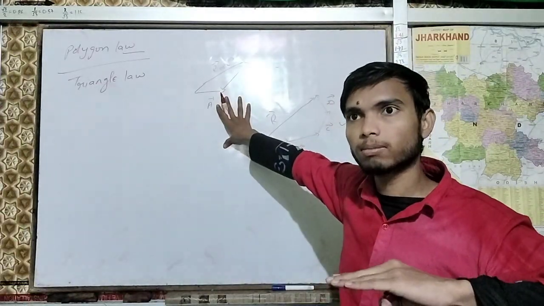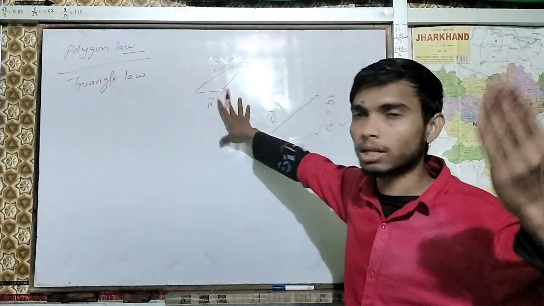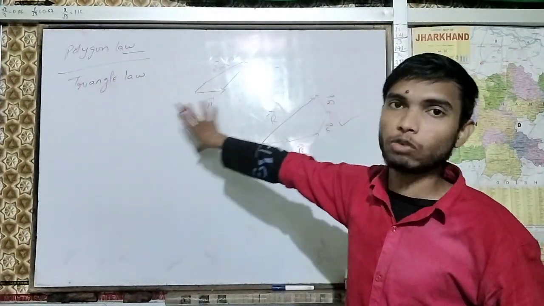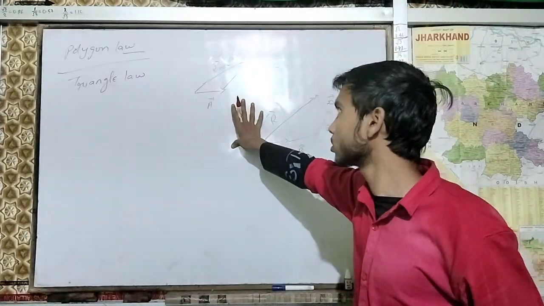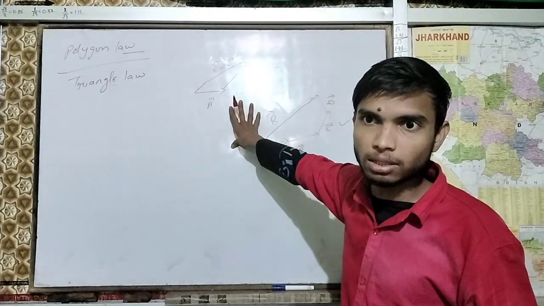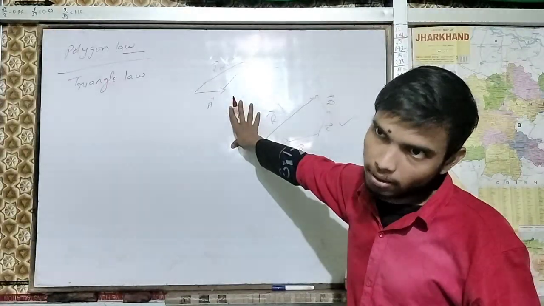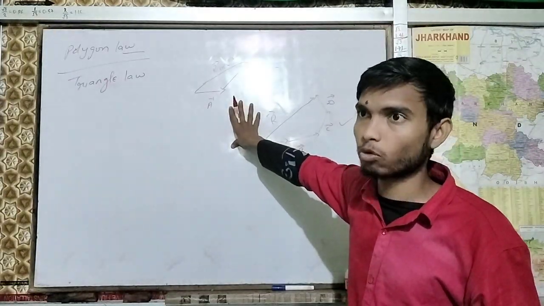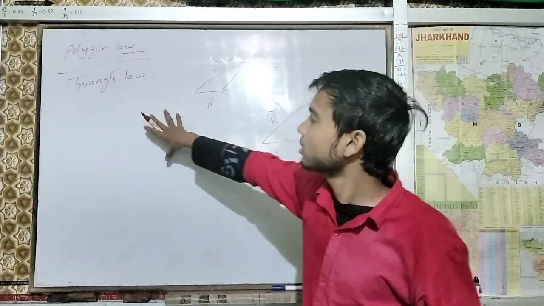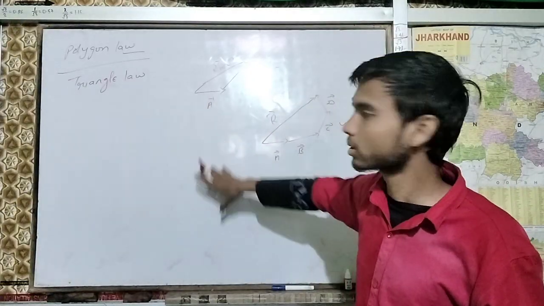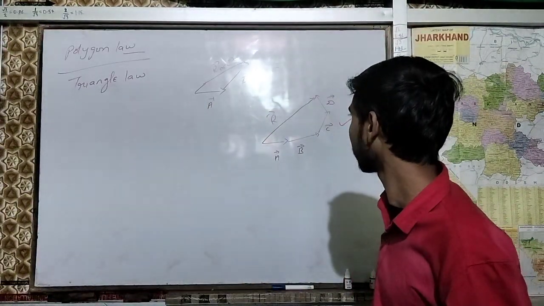If you have more than 4 vectors, then use polygon law. If you have four vectors, then use parallelogram. If you have three vectors, then use this triangle law. Okay, triangle.